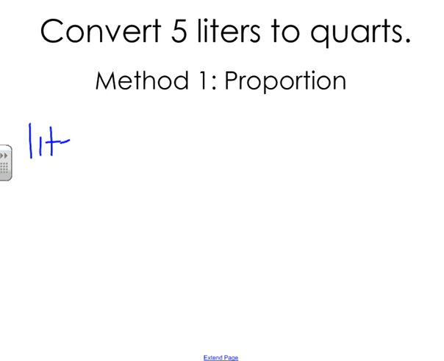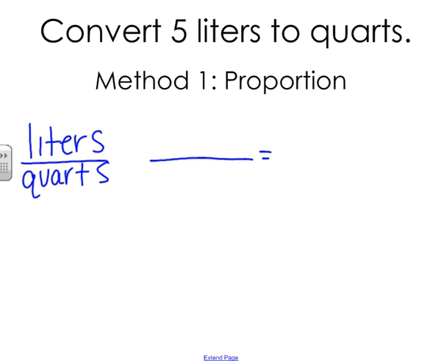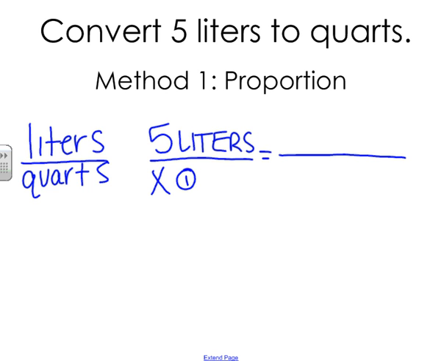And I'm going to decide that I want to do liters in the numerator and quarts in the denominator. Now that was just the way I chose to do it because I saw liters first. Either way would work as long as you keep everything lined up. So the first half of my proportion, I'm going to use what was given to me. 5 liters. And I'm trying to figure out how many quarts that is equal to. So I'm going to put x quarts in the denominator.